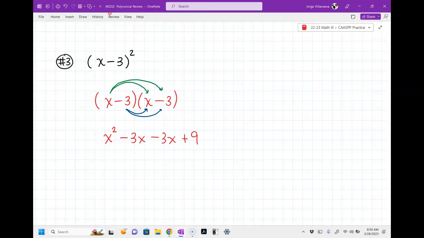Now, negative 3x minus 3x does not cancel. Okay, that's a minus 6x. So this is x squared minus 6x plus 9. And we're done with that.